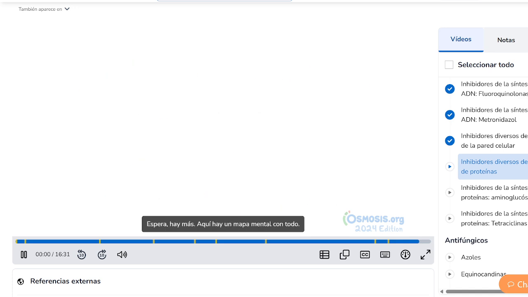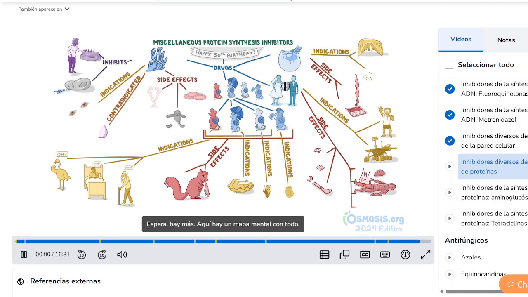But wait, there's more. Here's a mind map with all of the mnemonics from the video. Go ahead and pause so you can test yourself to see what you remember. Stay tuned for the answers after the credits.